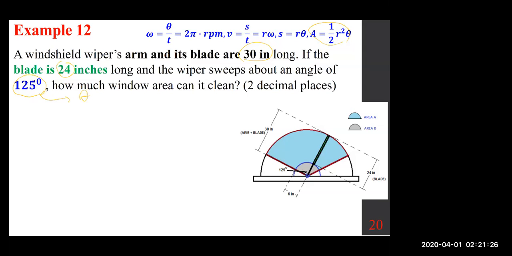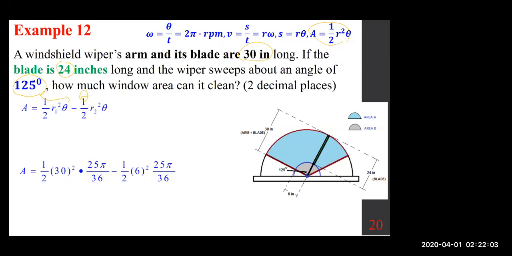So one of them is 30, one of them is 24. So the longer radius is 30. The smaller one is the difference between the two, okay? So we want the area of a sector, the total area of the blue, if you will, minus the total area of the gray color, okay? So R1 is 30, R2 is the difference between the two. I can't really emphasize this enough, okay?